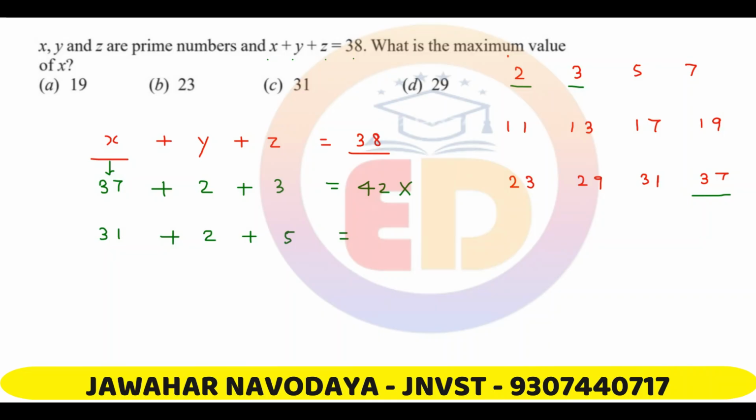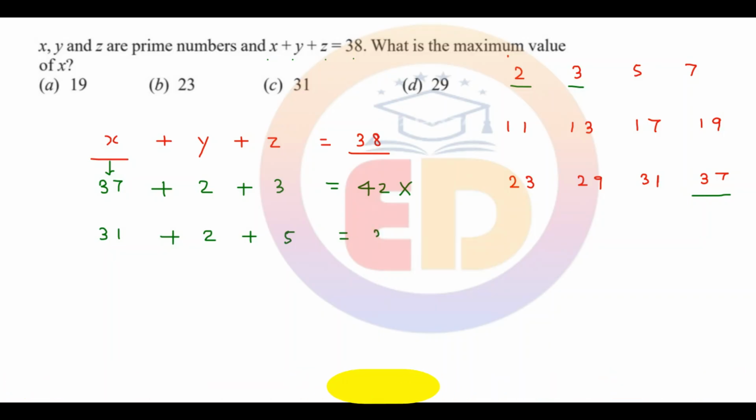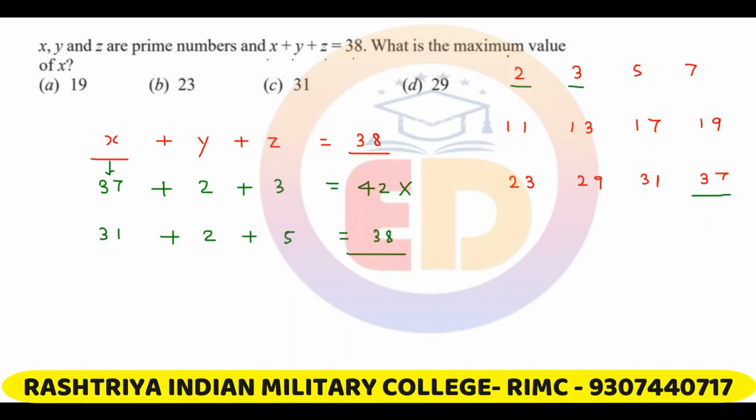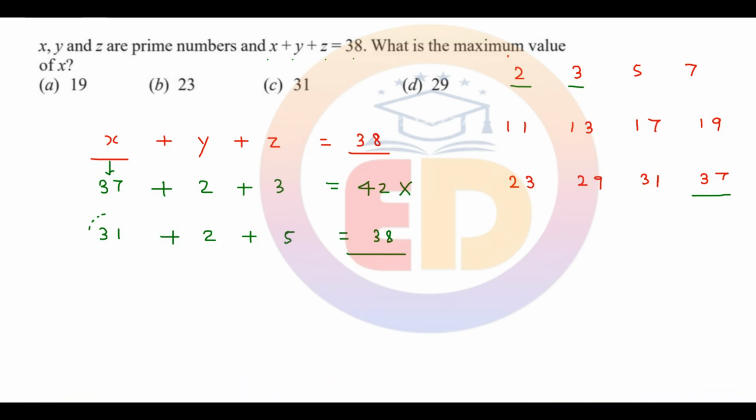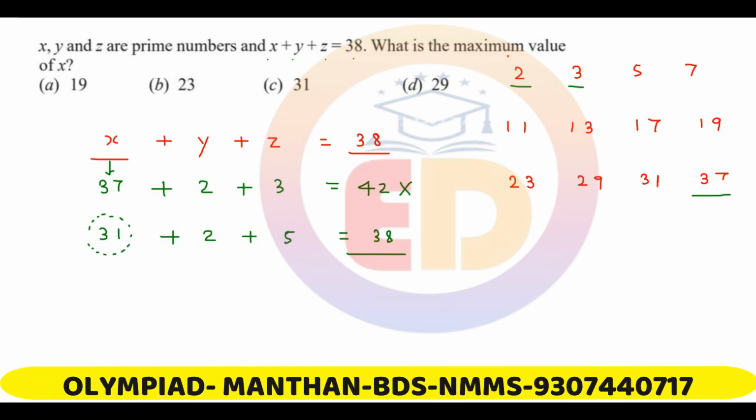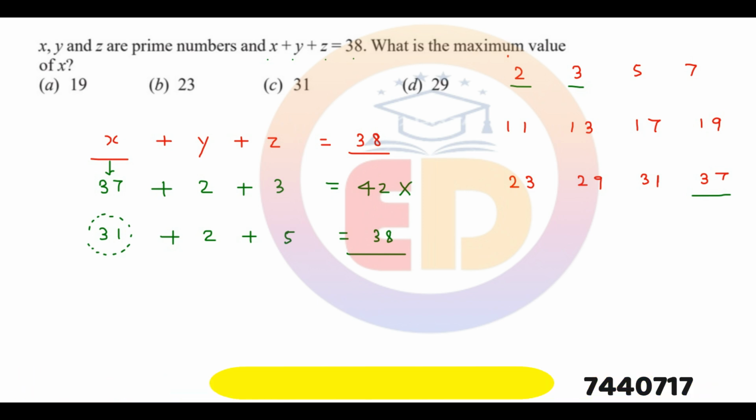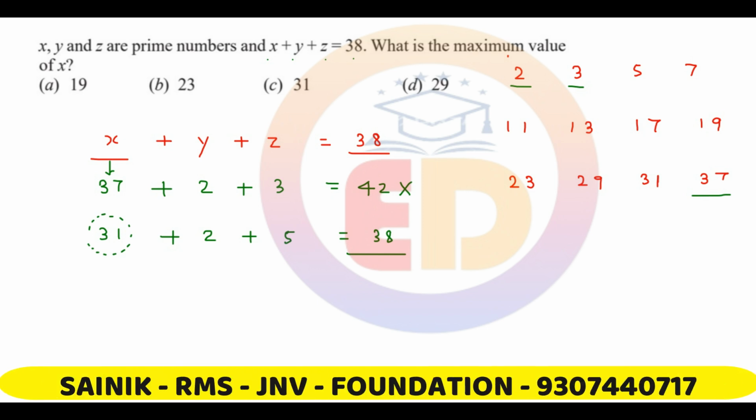अगर आप z को 5 ले लेंगे, now this sum is coming to 38. It means x की जो maximum value ली जा सकती है वो 31 ली जा सकती है. इससे ज्यादा आप नहीं ले सकते. Answer is option number C, 31 is the answer.